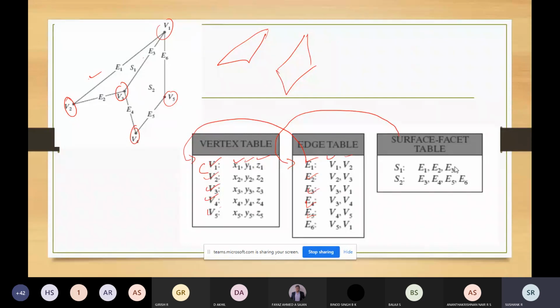These are some of the advantages and disadvantages of the vertex table, edge table, and surface face table. And we have one more representation, which we will see in the next class, which can be used for faster information retrieval. So I think I will stop the class now. The remaining syllabus we'll see in the next class.